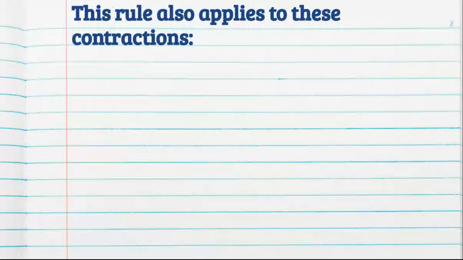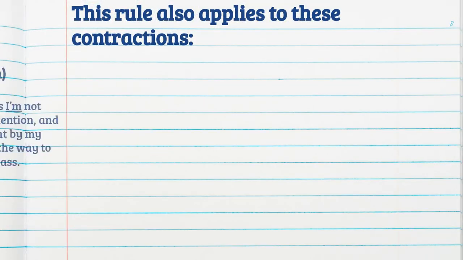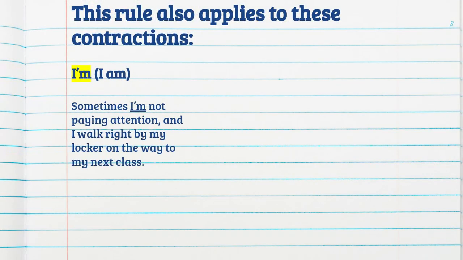Not only do you have to capitalize the pronoun I, but you also need to pay attention to the different forms of the word I. These are the contractions. I'm or I am. Sometimes I'm not paying attention and I walk right by my locker on the way to my next class.